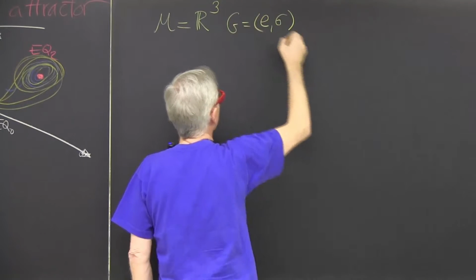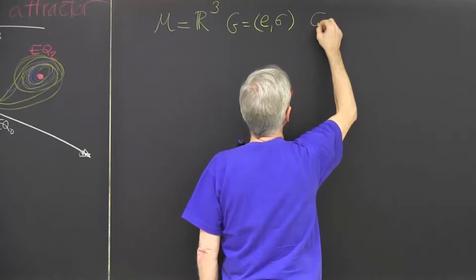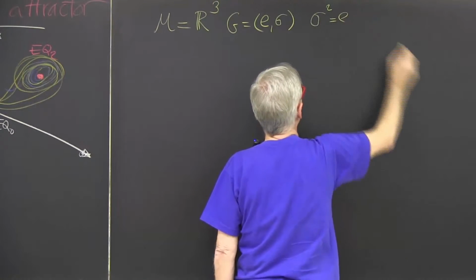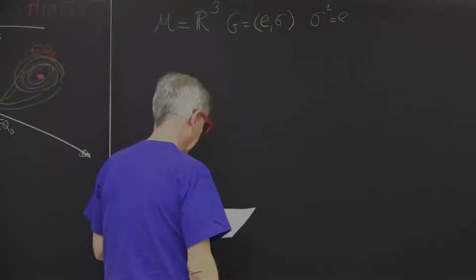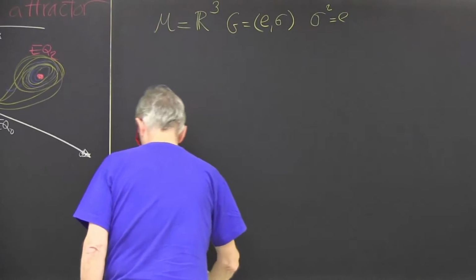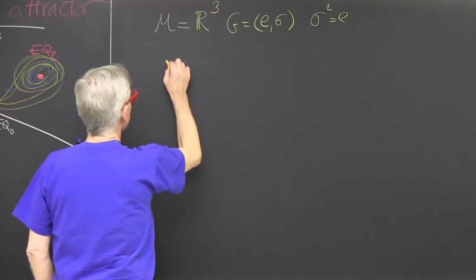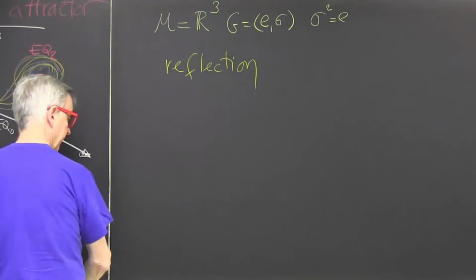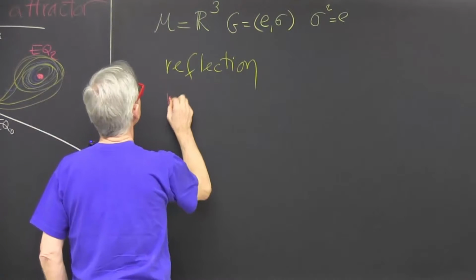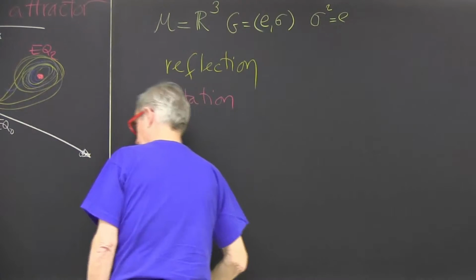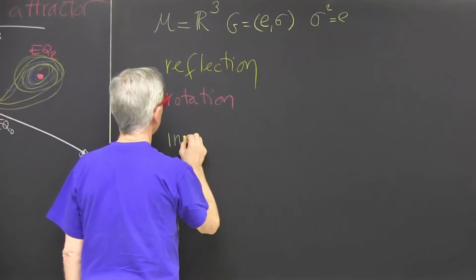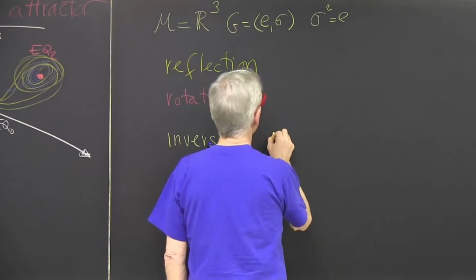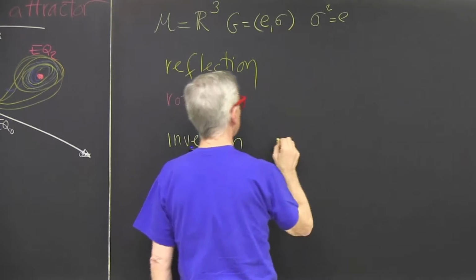The group has this structure, and by closure, repeating the elements should give the same. And I'll just give you the list of what one can have. One can have reflection. One can have rotation. And one can have inversion. So I'll write them explicitly. So there's only one non-trivial operation.